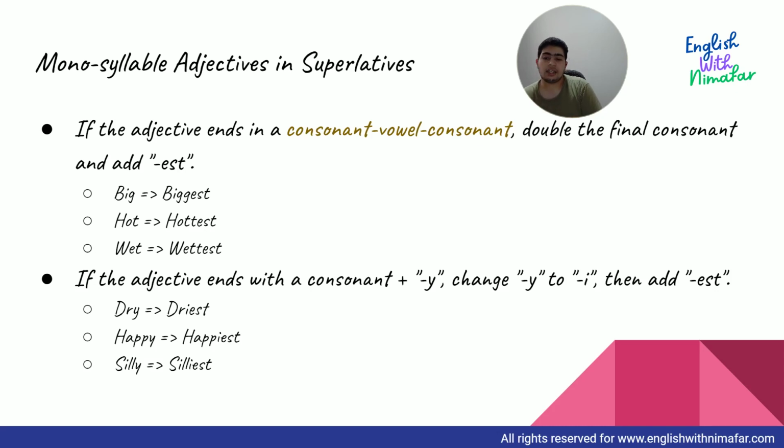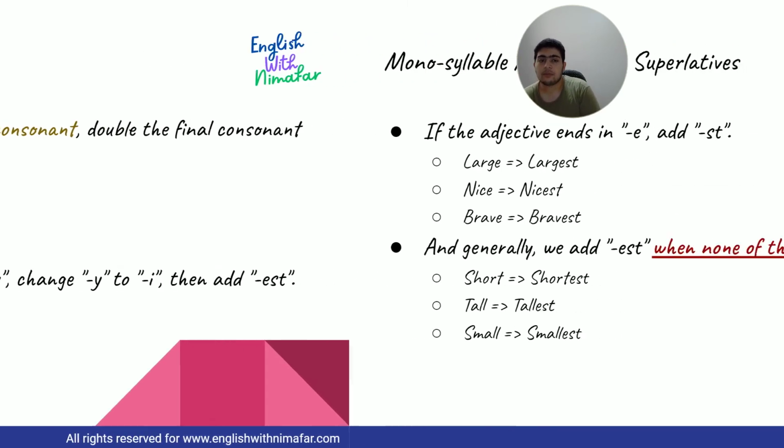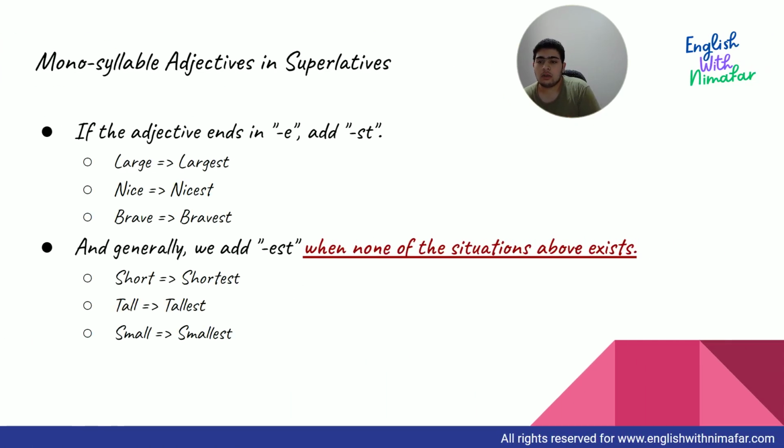And if the adjective ends with a consonant plus y, again you change y to i, but this time instead of er, you add est. Dry, driest. Happy, happiest. Silly, silliest. Lazy, laziest. And so on. If the adjective ends in e, you just add st, right? Large, largest. Nice, nicest. Brave, bravest.